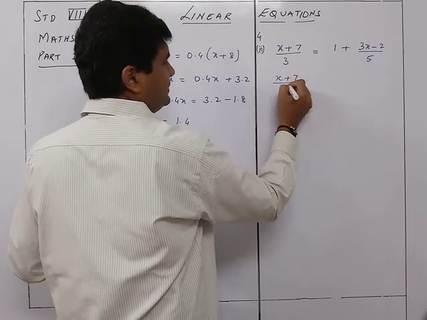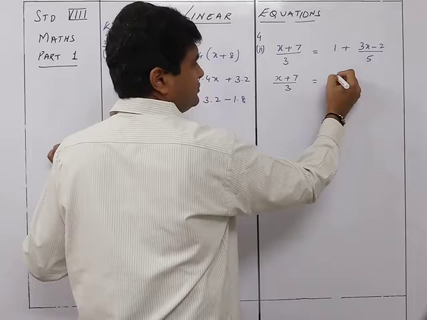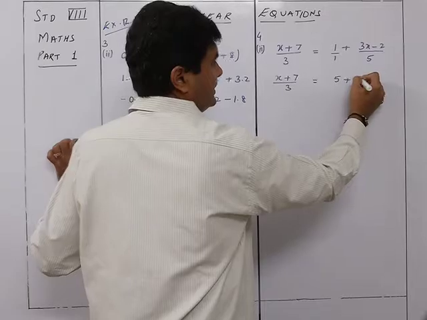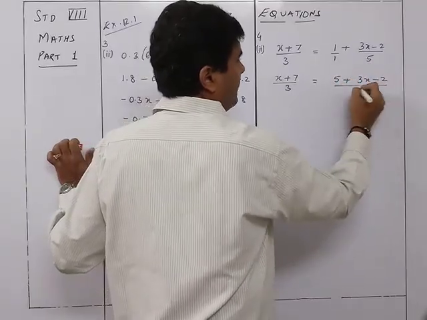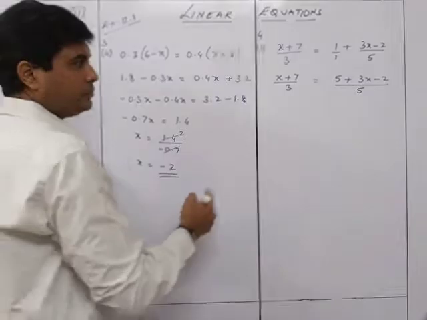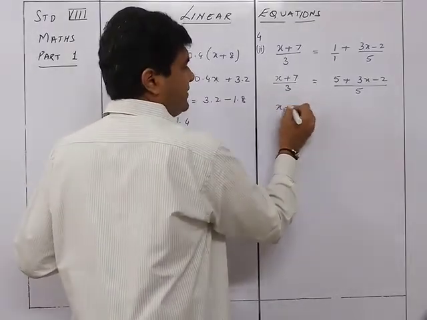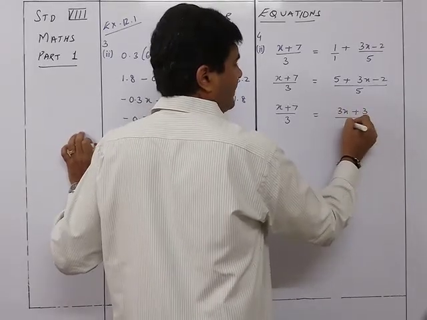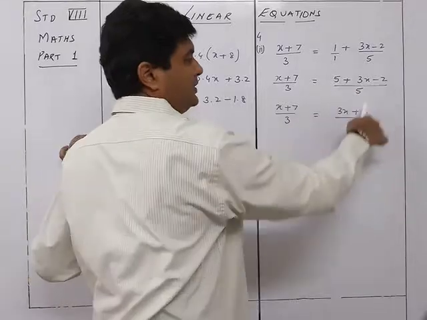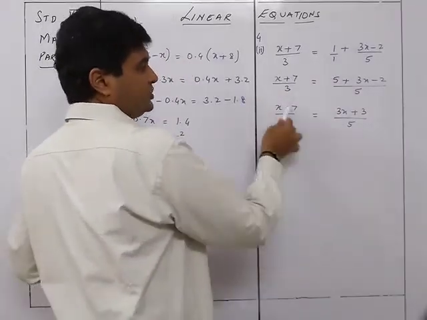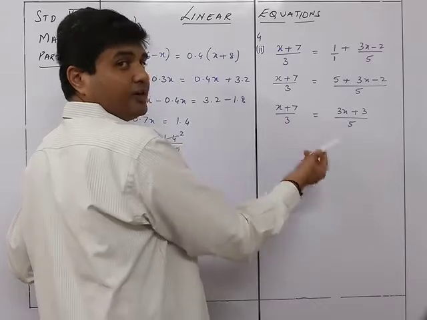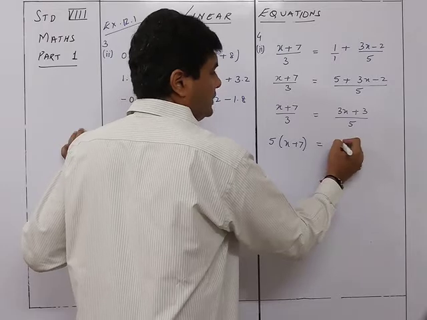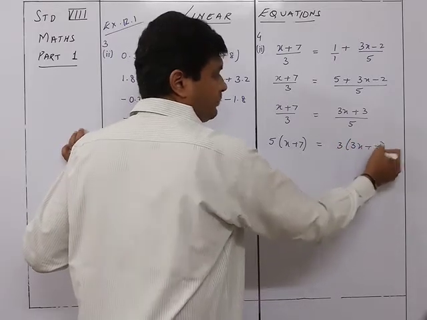x plus 7 upon 3 is equal to, here you take the LCM. See, this is 1 upon 1, so 5 is the LCM, so 5 plus 3x minus 2 whole upon 5, because the LCM is 5. So on solving you get x plus 7 upon 3 is equal to 3x plus 3 upon 5, because 5 minus 2 is 3. Now what you are going to do is cross multiply. So 5 bracket x plus 7 is equal to 3 bracket 3x plus 3.